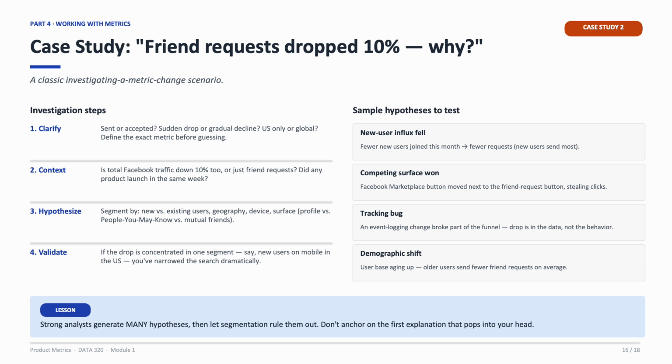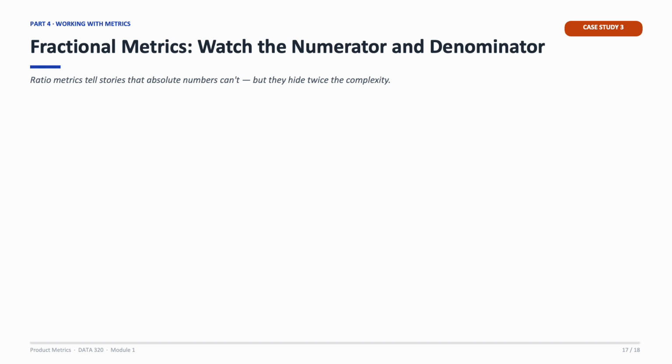So now we have covered the absolute metrics like counts, totals, durations. For the last case study we cover ratio metrics, which are extremely common and extremely commonly misunderstood. Fractional metrics are everywhere in product analytics: applicants per job, posts per user, revenue per session, conversion rate. They're also the source of huge fractions of misinterpreted dashboards.